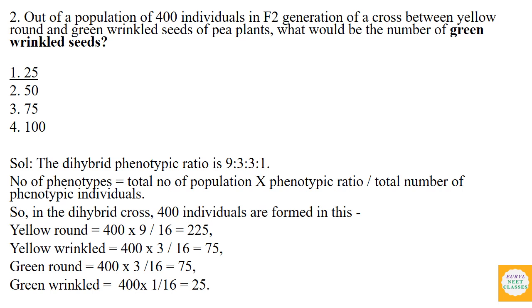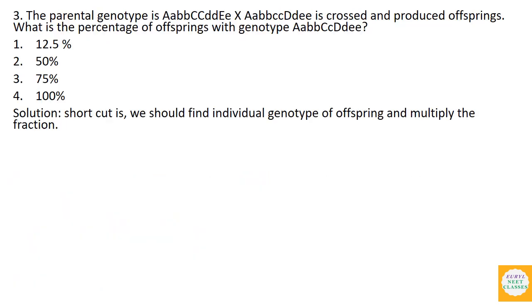Here, what we want is the same as the previous question, green wrinkled seeds only. So directly 400 into 1 by 16 is equal to 25. So the answer is 25. Got it? You can change the 400 to 200 or 1800. You take any number and you can solve it for your perfection. So please do it by changing the number of individuals in the population. Let's move on to the next question. Question number 3.